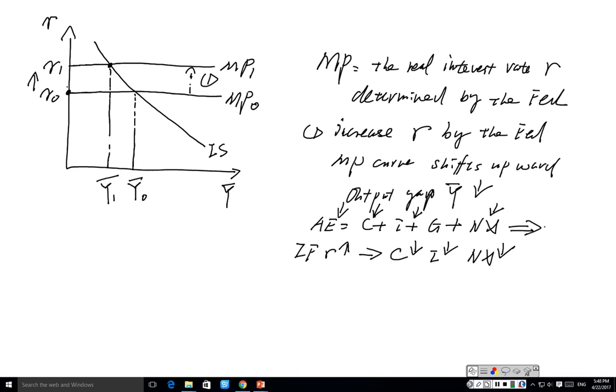And with the Keynesian cross model, we know the output level will drop. If the output level drops, the output gap Y bar drops as well. So let's provide the theoretical foundation behind this. When the real interest rate is increased by the Federal Reserve, the MP curve shifts upward, but it will cause the output gap or real GDP to decline.